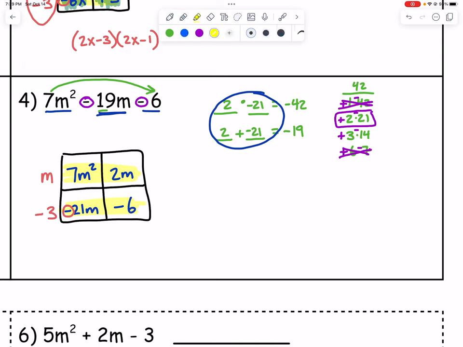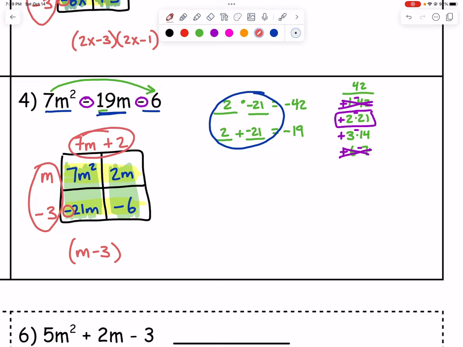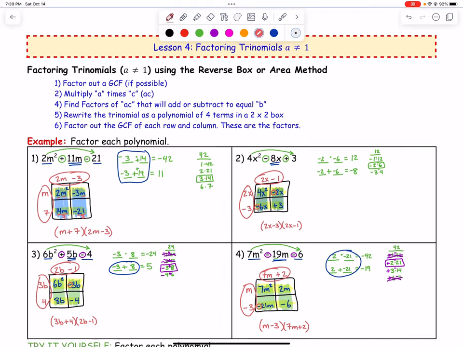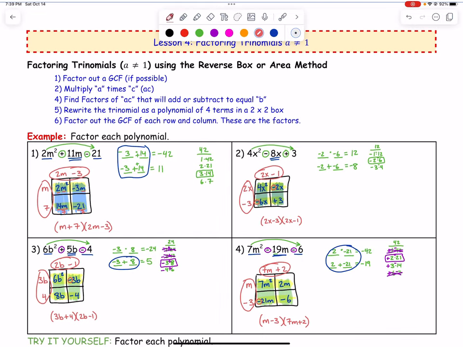Then let's take a look at our first column. So 7m squared minus 21m. They will both divide evenly by 7, and we can divide out an m. Then our last column is 2m minus 6. So the largest number we could take out of 2m and negative 6 would just be a positive 2. So then we write out our factors, m minus 3 and 7m plus 2. All right, so that's it for factoring trinomials where a is greater than 1 using our reverse box, or sometimes we call that the area method.